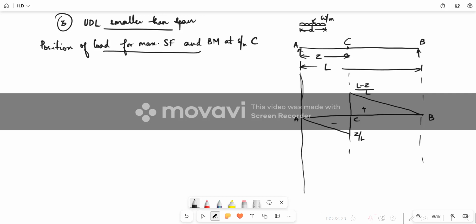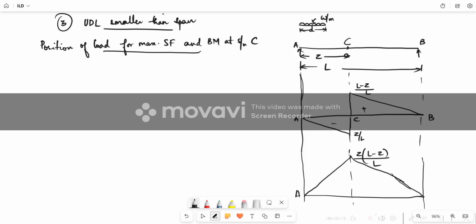I will also draw and keep the bending moment diagram here itself. So this was the ILD which we derived and which we know. Now how we can read from this diagram is what we have to learn. So Z into L minus Z by L is the maximum ordinate, between A and B.